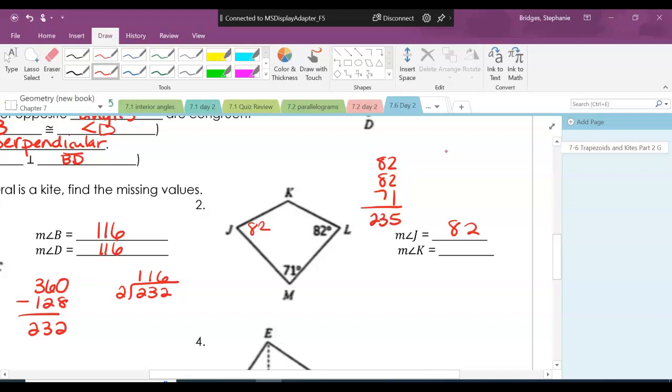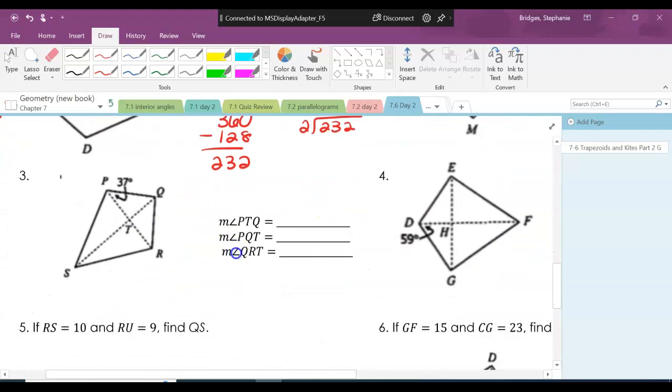I got 235, is that what y'all got? Okay, and then we subtract that from 360, and that gives me 125. Okay, so you have to pay attention to which angles you're given, which ones are supposed to be congruent, and then remember that each quadrilateral has 360 degrees in it. Is everybody kind of okay there? Okay. All right, let's look at the next one.